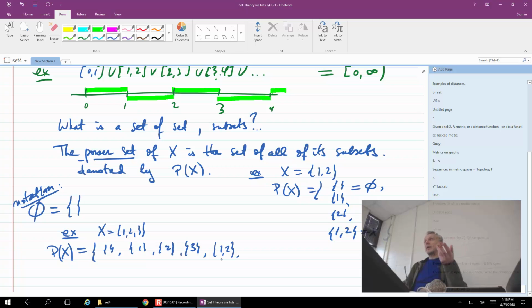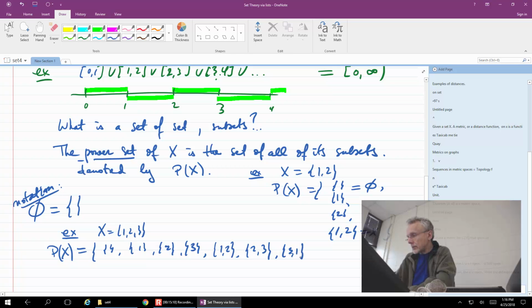In how many ways could I pick two? Three, right? Why three? Because the order doesn't matter. We are speaking of subsets, so the order doesn't matter. And there is only one way to choose three elements. So that is a list of all subsets of a set of three elements.